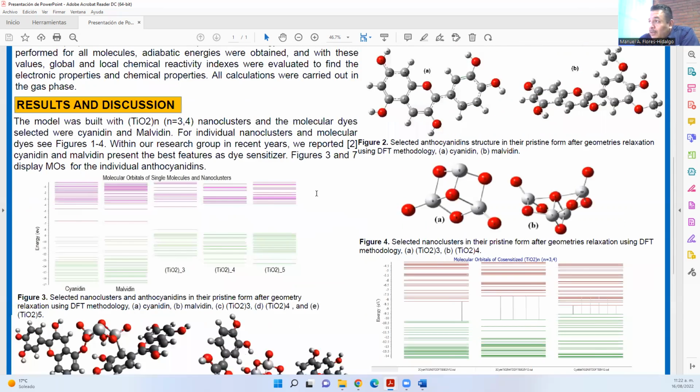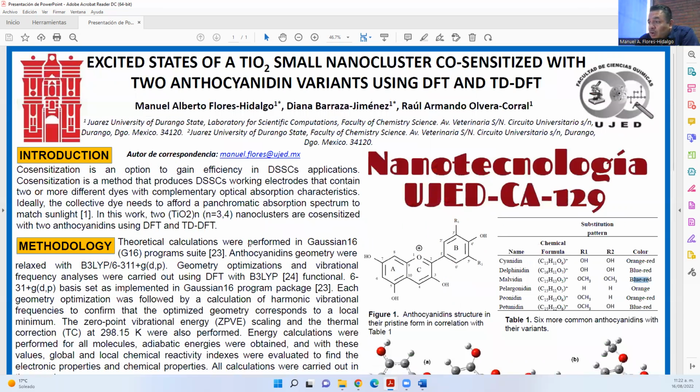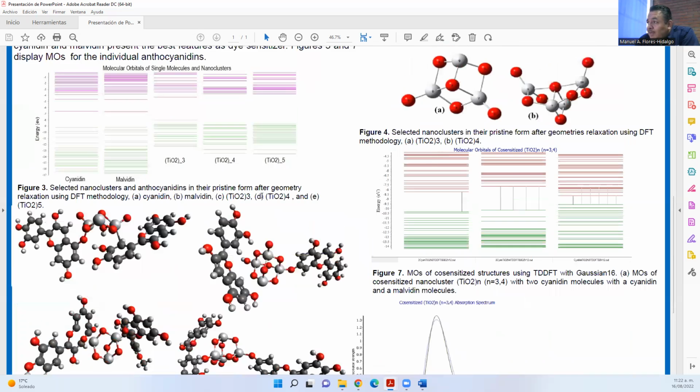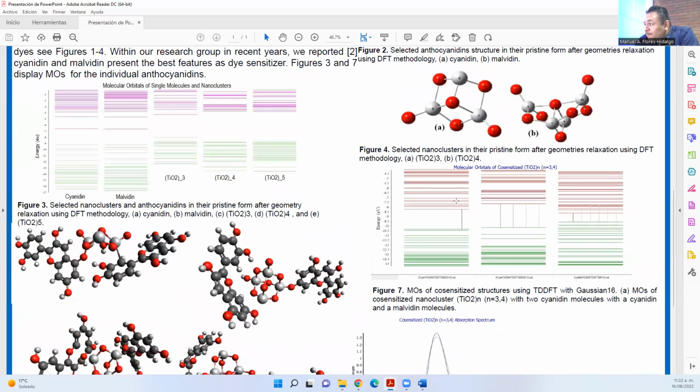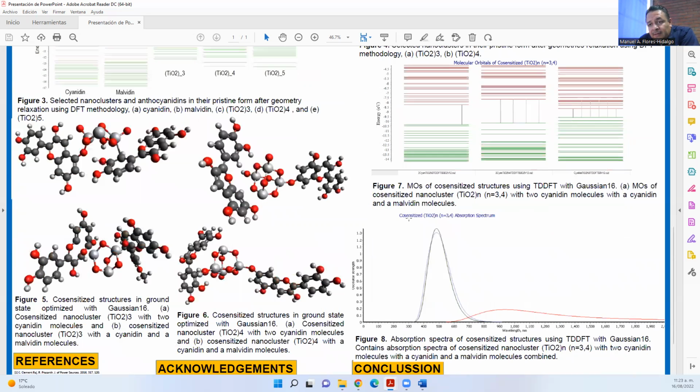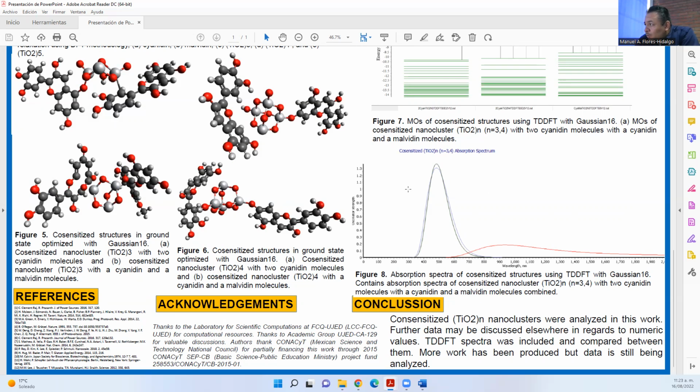For example, more details about the geometries, more details about the charge, but for the sake of time, I will leave it here, and I will continue further on. I can share information if you like.